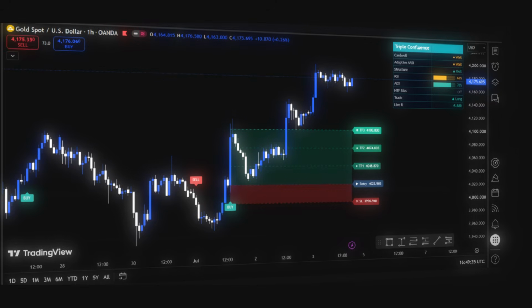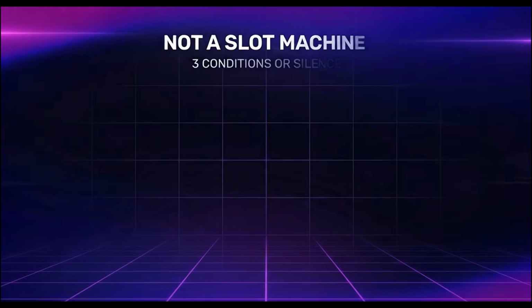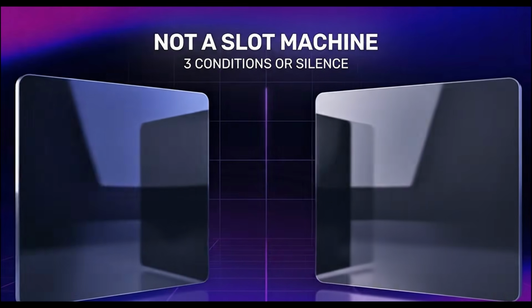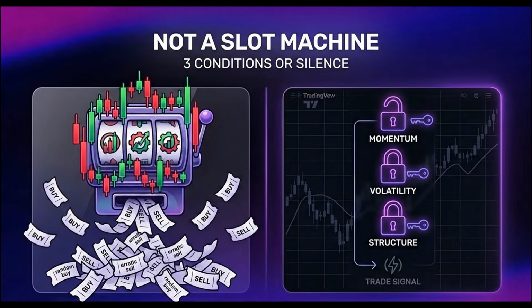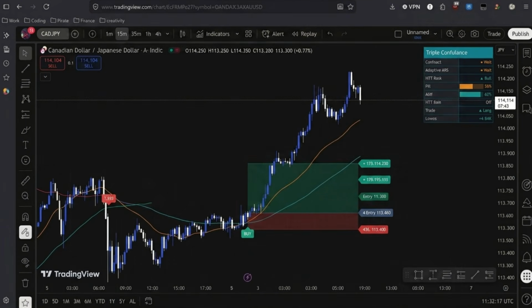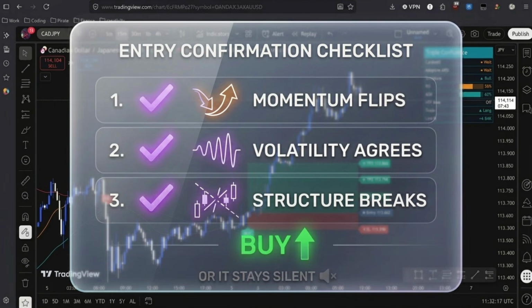I'm about to show you a TradingView indicator that doesn't just spit out random buy/sell labels like a slot machine. It forces the market to prove itself 3 different ways before it lets you in. Momentum has to flip, volatility has to agree, and structure has to break, or it stays silent.